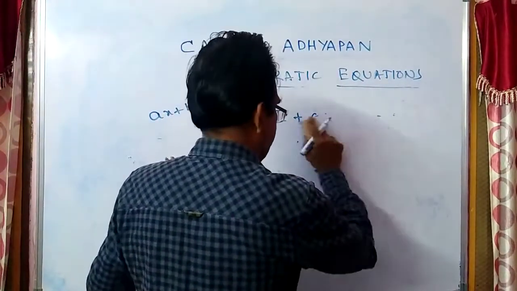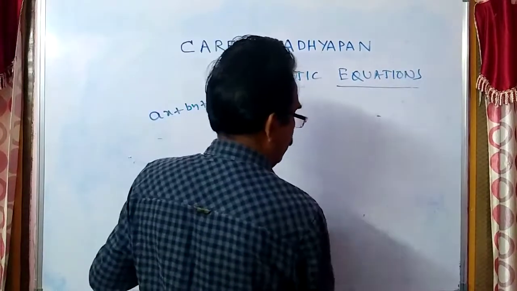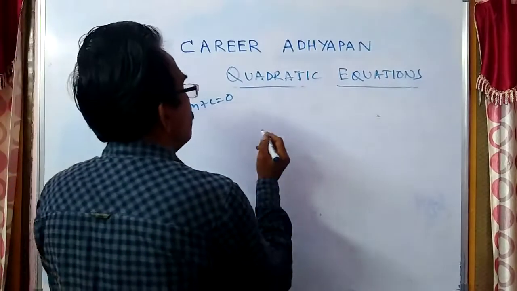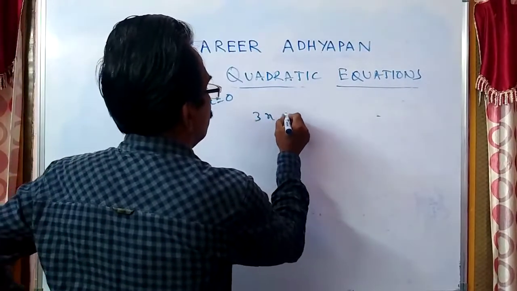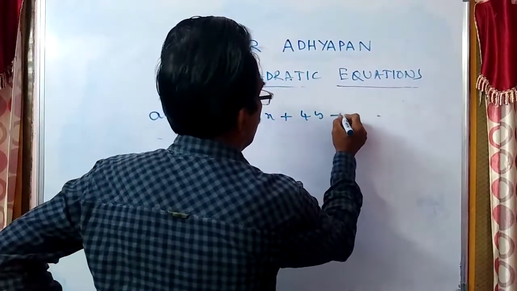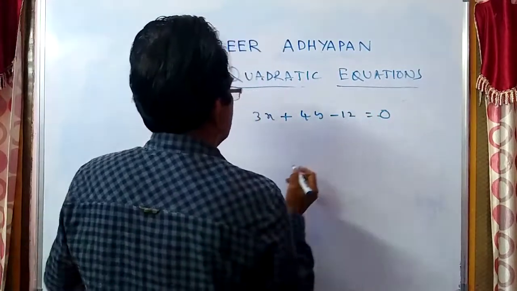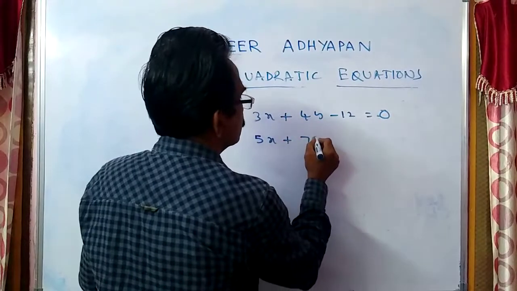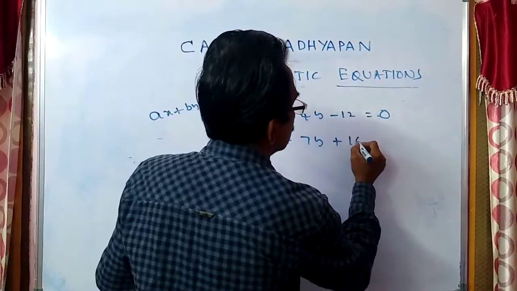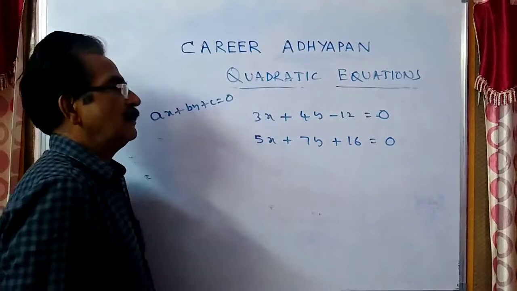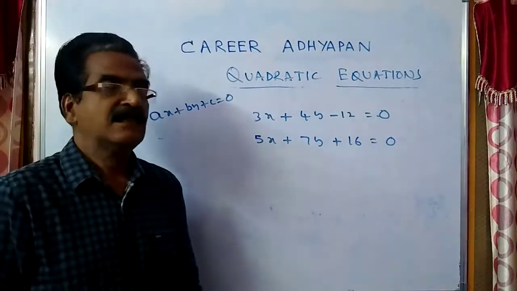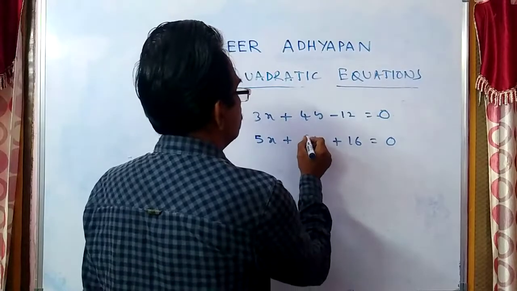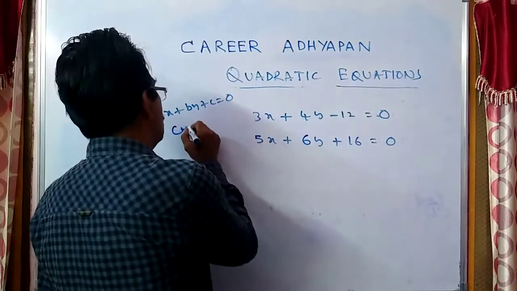Let us see the case 2. What is case 1? a1 b2 minus a2 b1 is equal to positive. These are the two equations. Let us say case 2. Case 2.